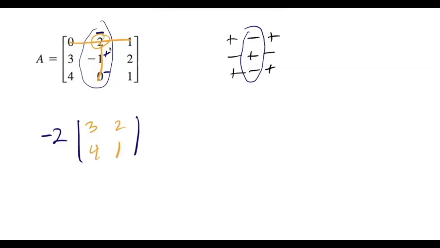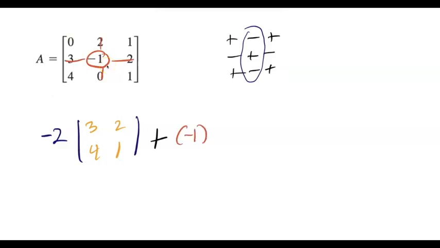Then we move on to plus, because that's what the cofactor is. And then we're going to circle, since we're doing the second one, plus, we're going to circle that one and cancel out its row and column it's associated with. I have -1, because that's what the value is, times what's left over, 0, 1, 4, 1.